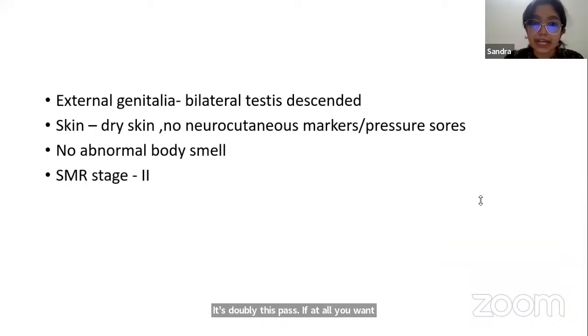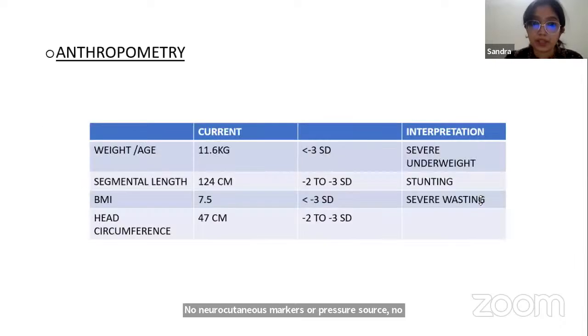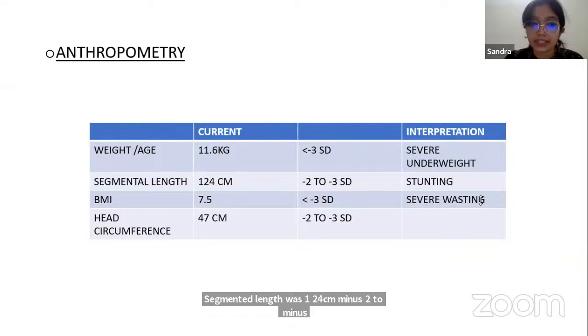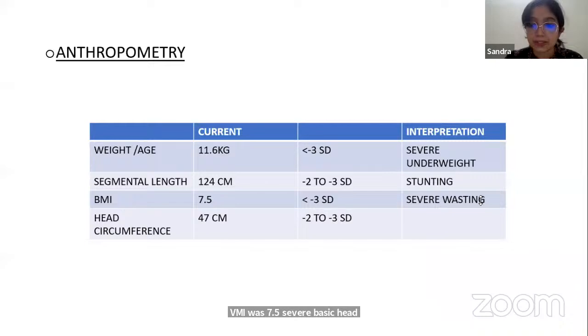External genitalia, bilateral testes were distended, skin was dry, no neurocutaneous markers or pressure source, no abnormal body smell, SMR stage 2. Anthropometry, weight was 11.6 kg, which was less than -3 standard deviation, severe underweight. Segmental length was 124 centimeter, -2 to -3 standard deviation, stunting. BMI was 7.5, severe wasting. Head circumference was 47 centimeters.